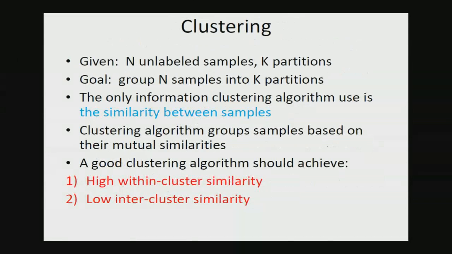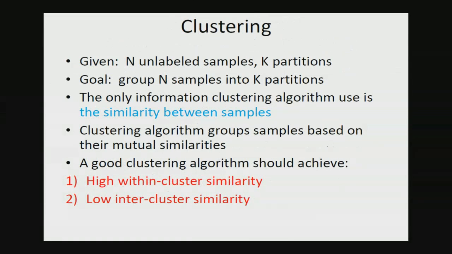Okay. And one of the exploratory analyses will be doing clustering. This is when you have n unlabeled samples, and we want to group these n unlabeled samples into k partitions, k groups. Okay, and the only information the clustering algorithm needs is the similarity, or we call it dissimilarity. They are the same thing, just how similar or how different they are between the samples.